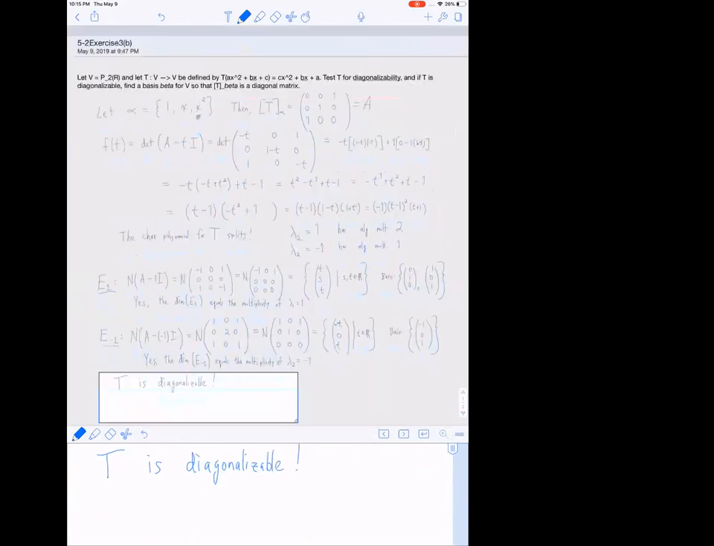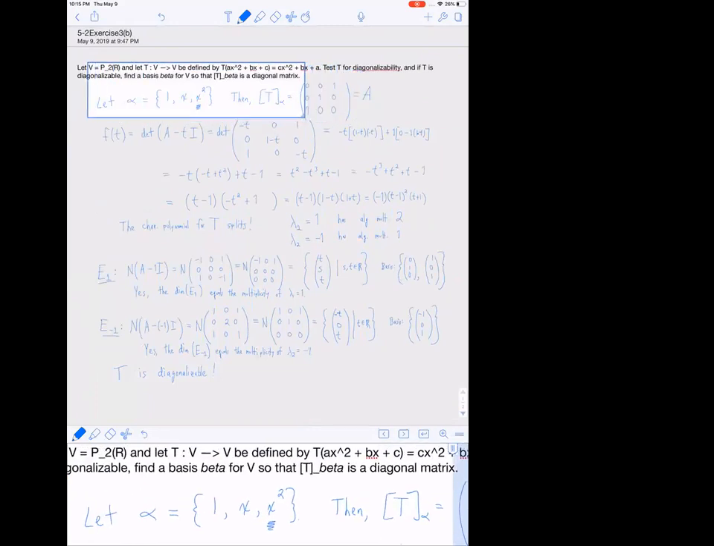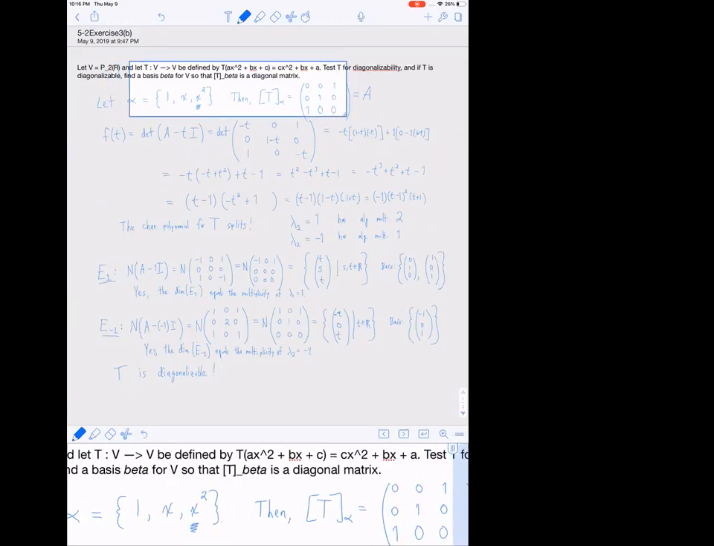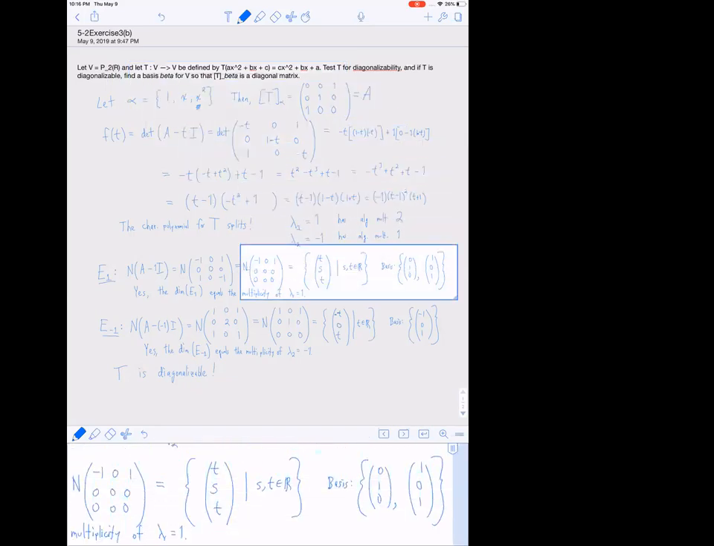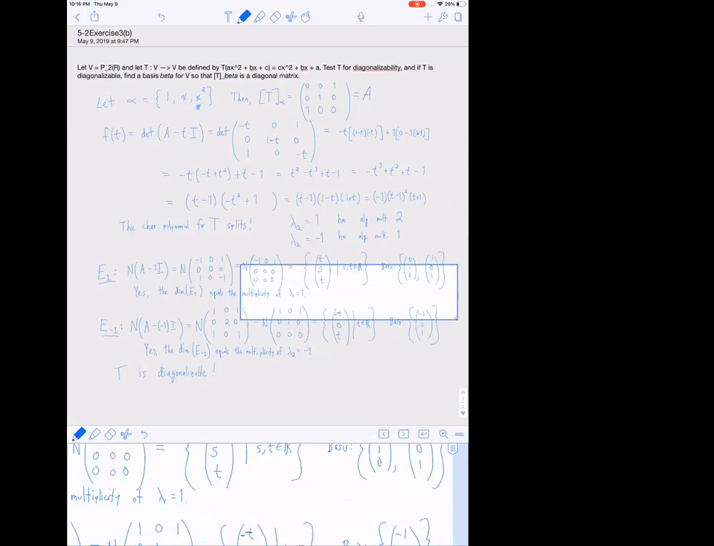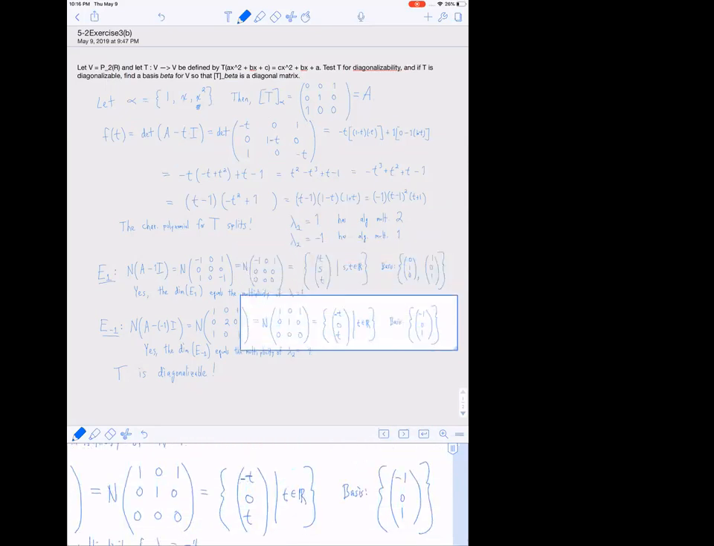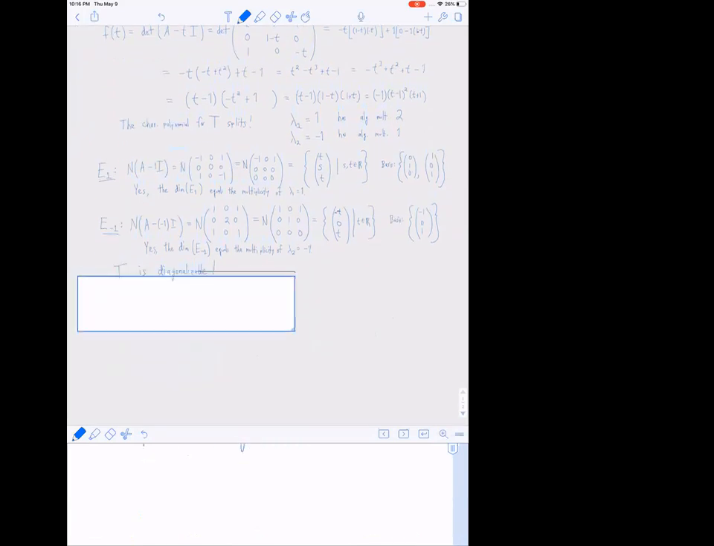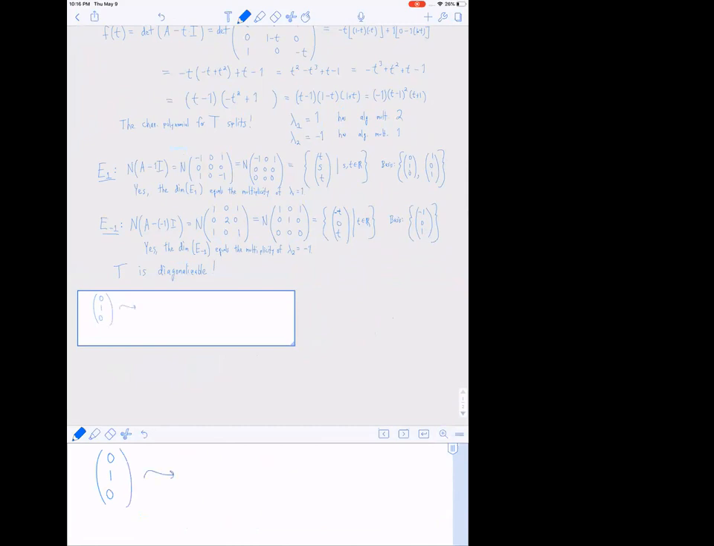Huzzah! This means that we can do the last step. If it is diagonalizable, we can find a basis beta for V so that the matrix of T with respect to that basis is a diagonal matrix. The only problem is that the vectors that we found that we want to use to build a basis, well, those are bases for R3, not for our original vector space, a space of polynomials. So finally, what we should do is translate our coefficient vectors back into vectors in V.